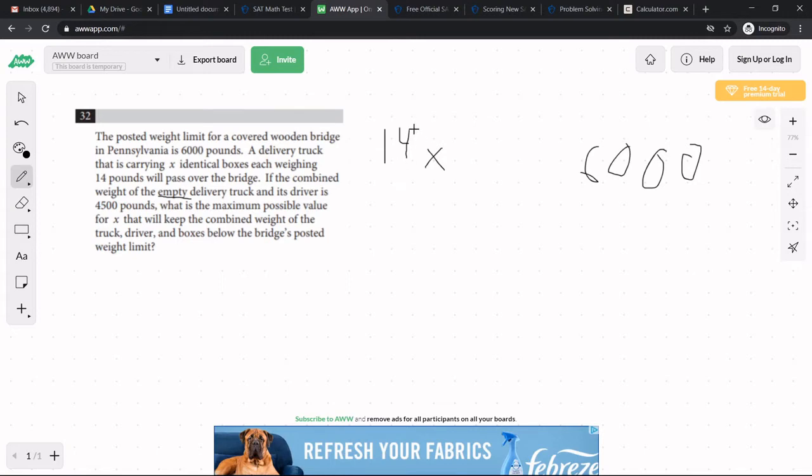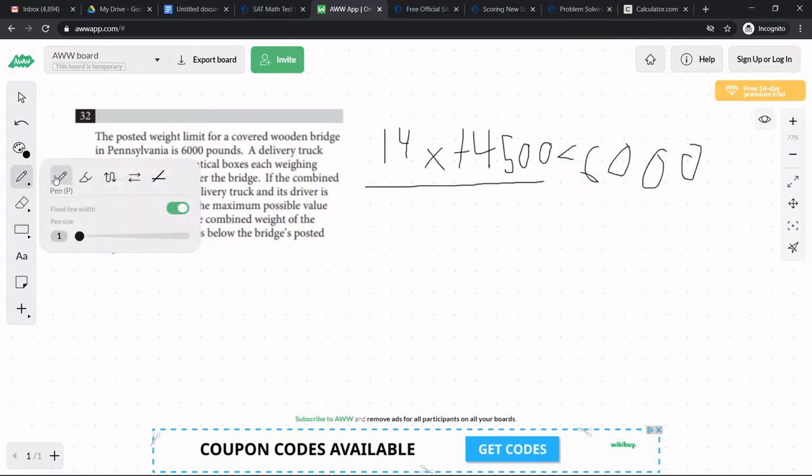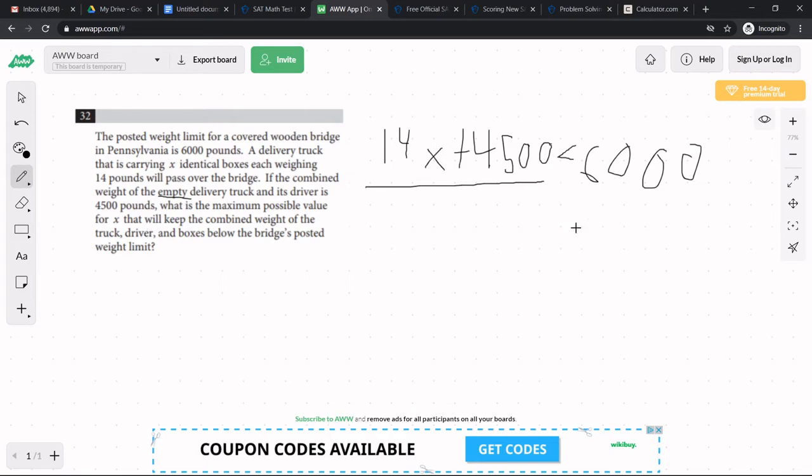And then you add 14 times however many boxes you have. So this is going to be our expression. 14x plus 4,500, right? And we're going to want to make that less than or equal to 6,000. Because it's asking for the maximum possible that will keep it below, I'm sorry, not even equal to, just less than. If it said below or at, that means it would be equal to as well, but because it says just below, it's just less than.